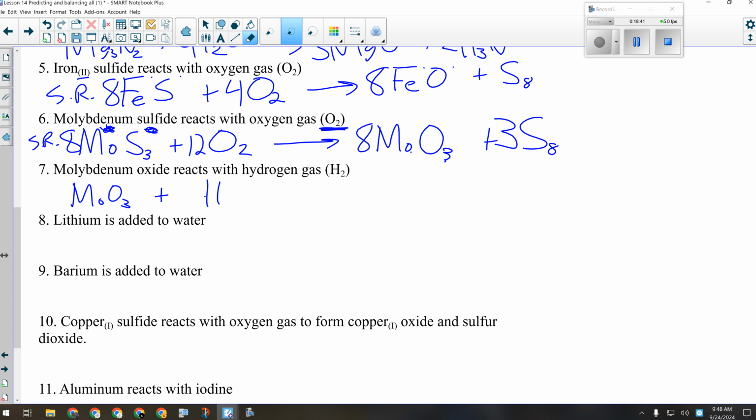Now I just finished saying that if you have hydrogen gas, H2, it's behaving as a non-metal because it is a molecular element in that form. Okay, so when that reaction happens, the hydrogen will swap out the oxygen. So Mo and H2O. I think that's the way I have it on the key. If I don't, then the key is wrong.